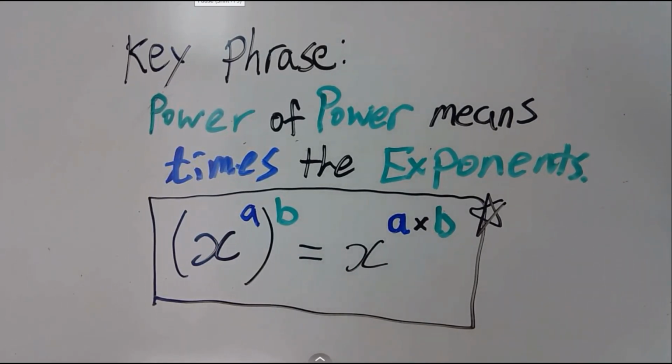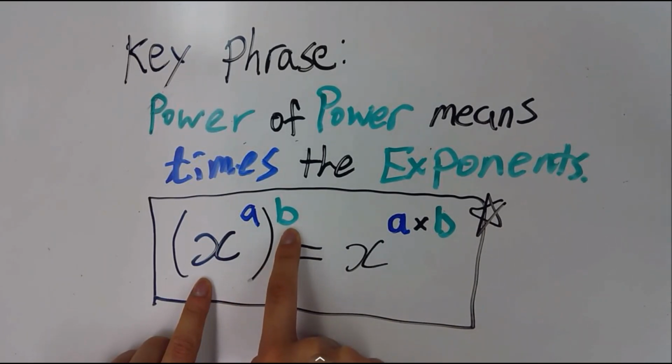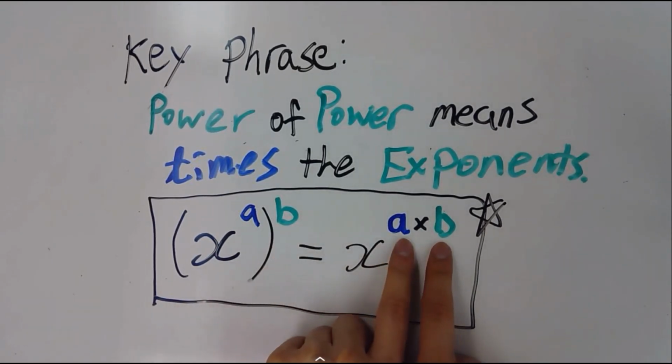Okay, so let's revisit our key phrase for the day, which was power of power means times the exponents. So the key idea here is that when you have an exponential notation which is being powered, all you have to do is multiply the 2 exponents.